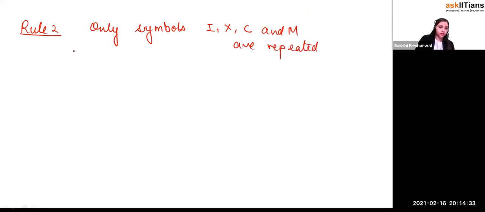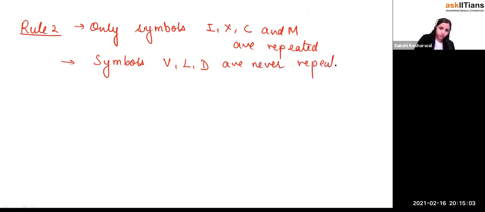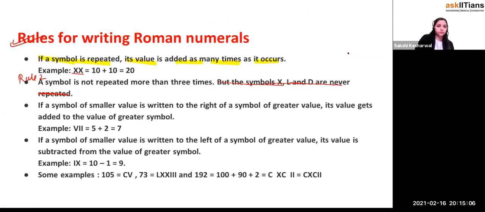Right? And in this, you have the other points also. A symbol can be repeated at most 3 times. This is already written, and the symbols V, L, D are never repeated, right? So it's written CC. It means 100 plus 100, that's equal to 200, right? XX means 10 plus 10. II means 2, right? MM means 2000, right? So V, L, D are never repeated. So please just do the correction.